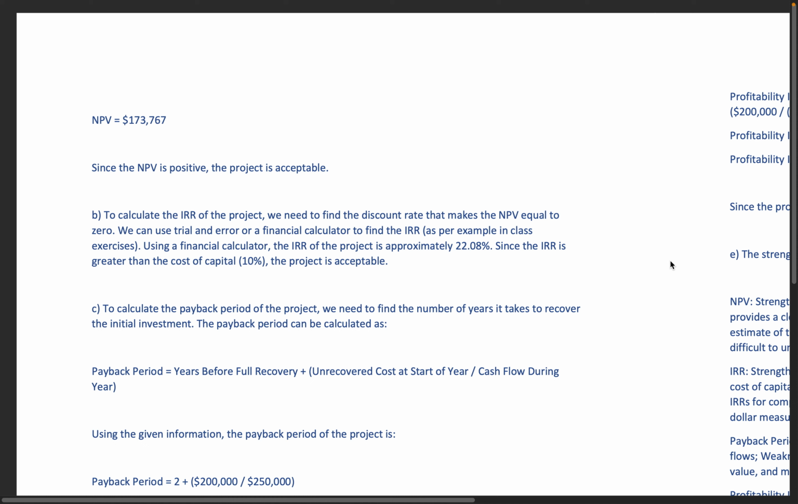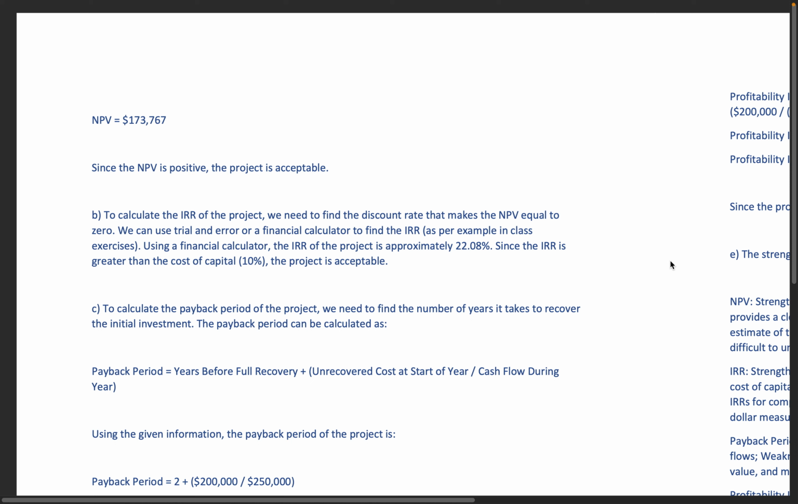Now, why do you accept when it's at 0? You accept it at 0 because at least you're making the required return. In this instance, at least you're making the 10%. And that's compensating you for inflation, the opportunity cost, had you invested in risk-free rate bonds, and the uncertainty attached to the investment itself.